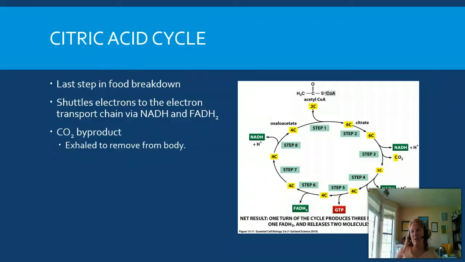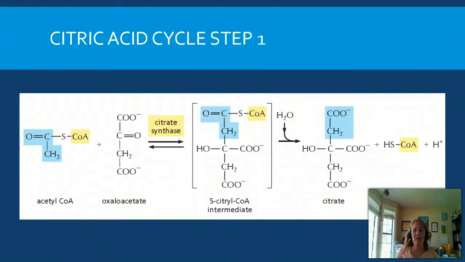Now we're going to go through each of these steps in the citric acid cycle, and there's not any specific one step I want you to be aware of like there was in glycolysis, but I do want you to be familiar with these 8 steps and the main products of the steps. So let's go ahead and get started.